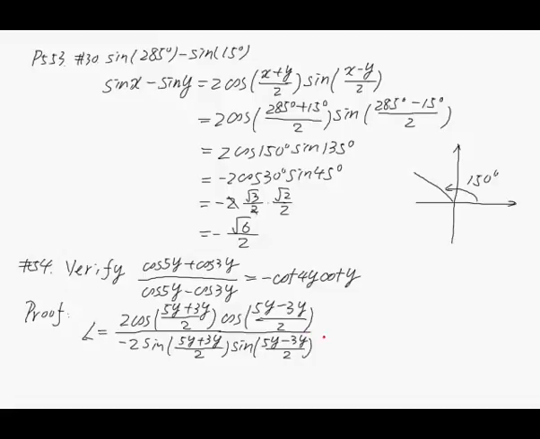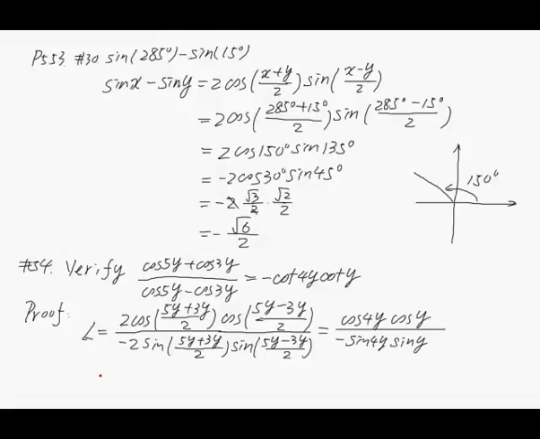Now let's continue to simplify. Let me write here. This 2 and this 2 cancel, right? And then 5y plus 3y is 8y, and 8y over 2 is 4y. So cosine 4y. And 5y minus 3y is 2y, 2y over 2 is y. So cosine y. And similarly, you have negative sine 4y and sine y.